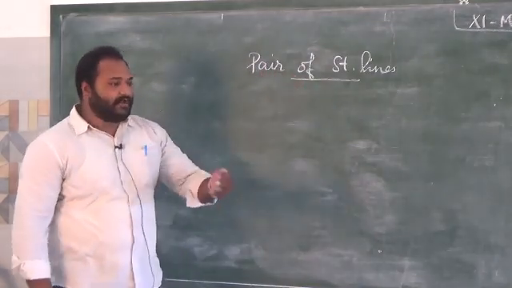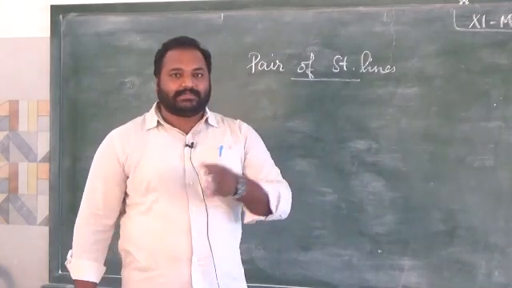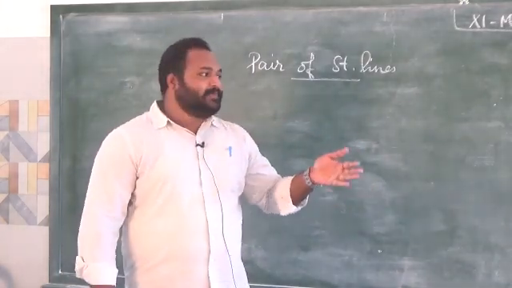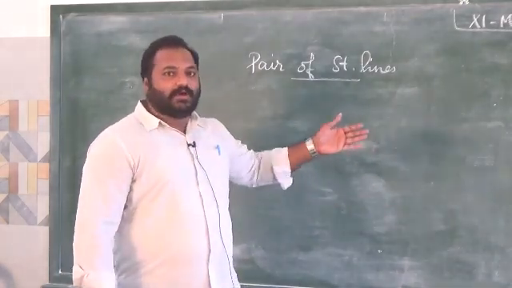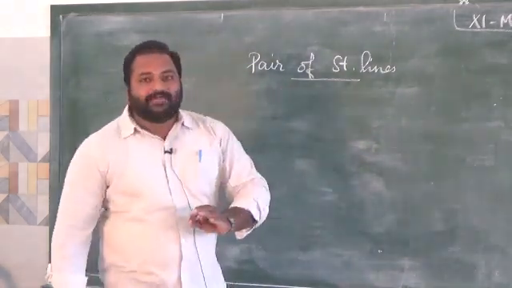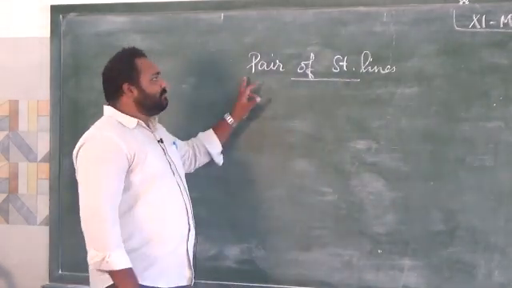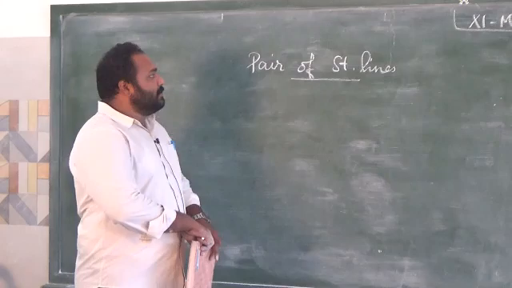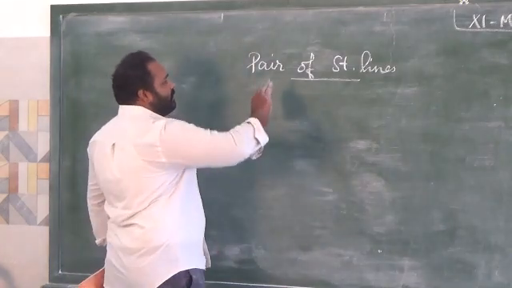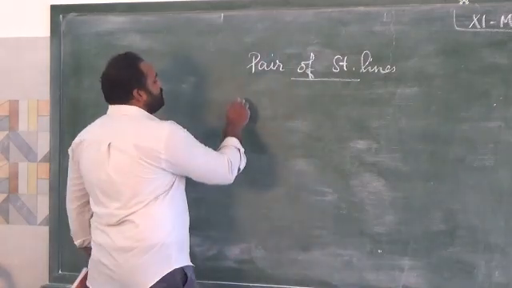So far we have learned only separate lines and their equations. Here, the equations of two lines are expressed together; this is a pair of straight lines. Before we see the general form of a pair of straight lines, first we will see the separate equations.